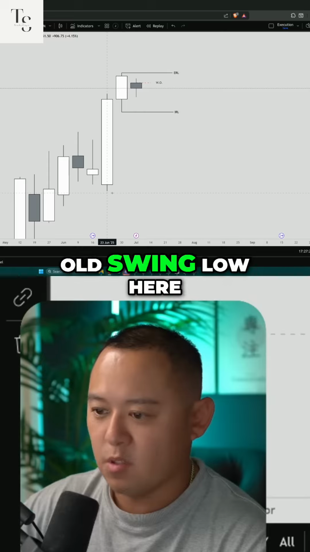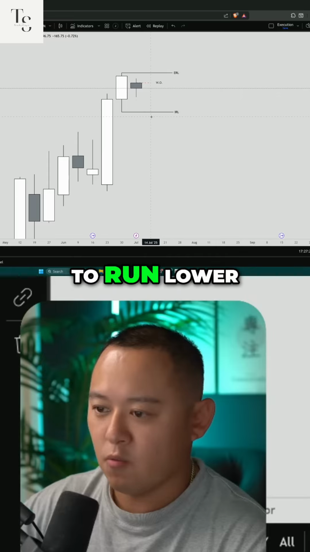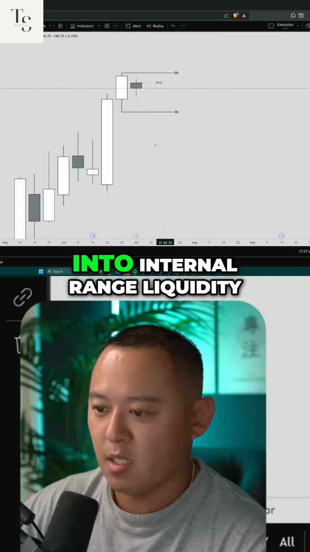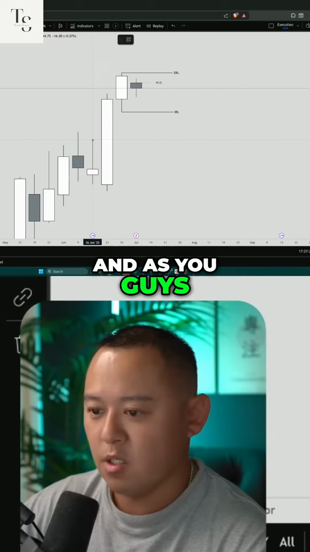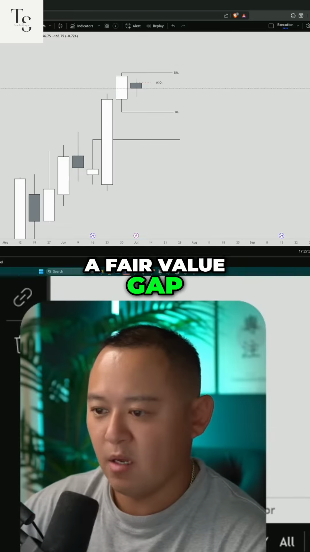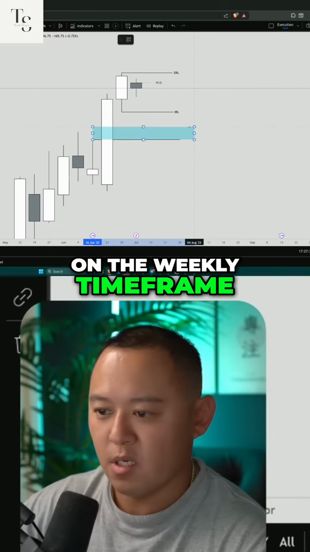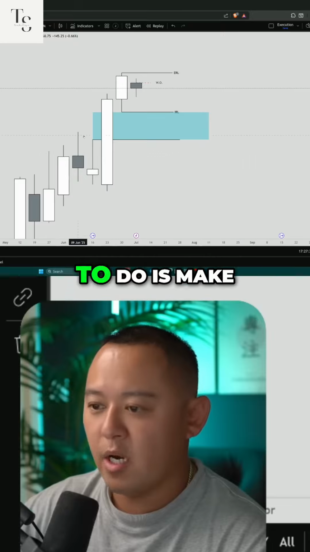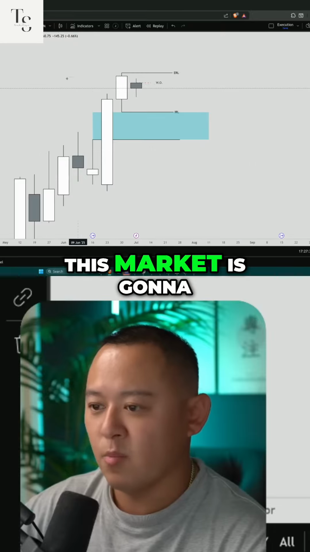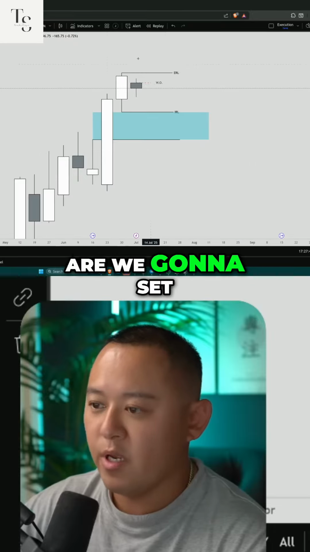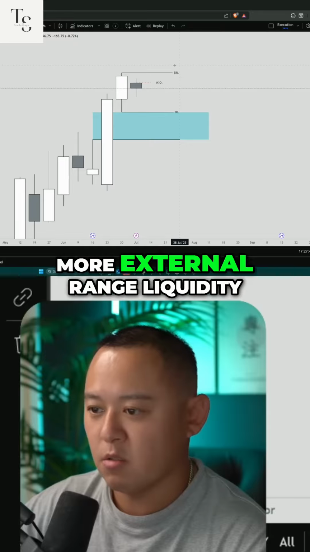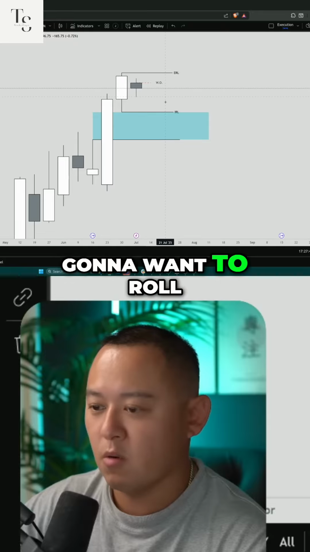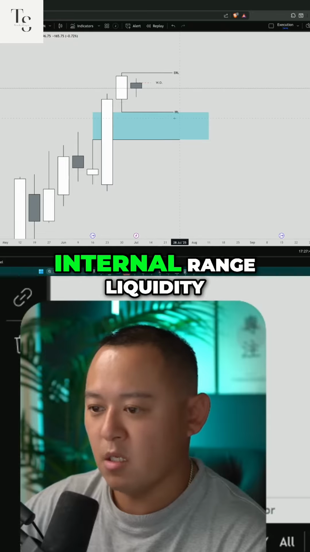So we have an old swing low here, and if we were to run lower, this is still running into internal range liquidity. And as you guys can see here, we have a fair value gap that has been created on the weekly time frame. Now, all I'm trying to do is make a prediction of where this market is going to go next. Are we going to set up and trade to more external range liquidity, or is this market going to want to roll over and trade to internal range liquidity?